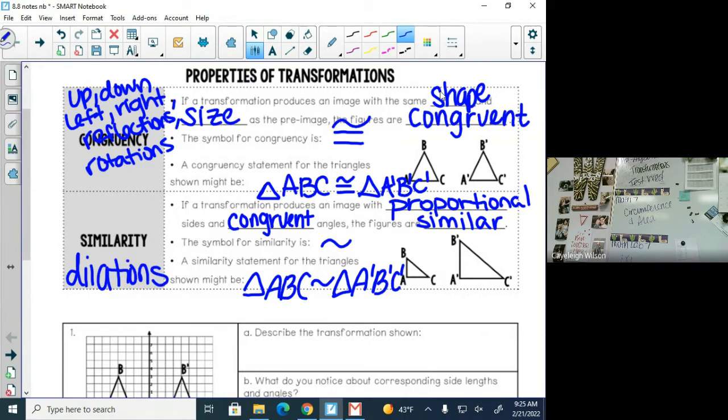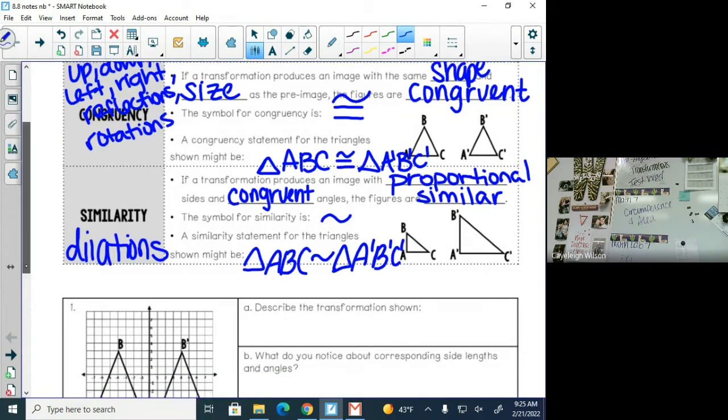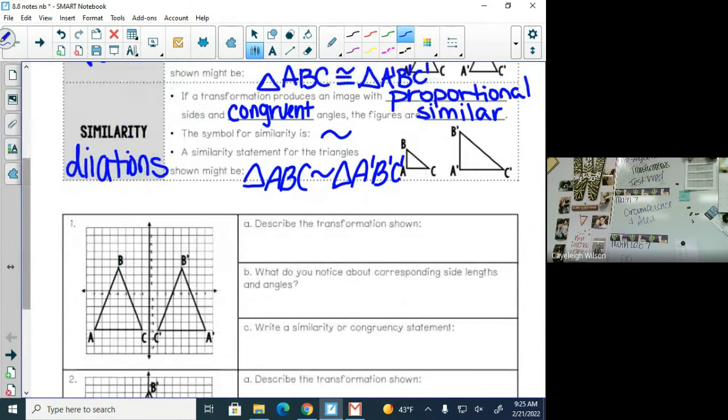Translations are up, down, left, right. Yeah, but you didn't write translation. I just, but some people don't know that translations are up, down, left, right. Well, some do. All right, moving on to the examples of what we're going to do with this.